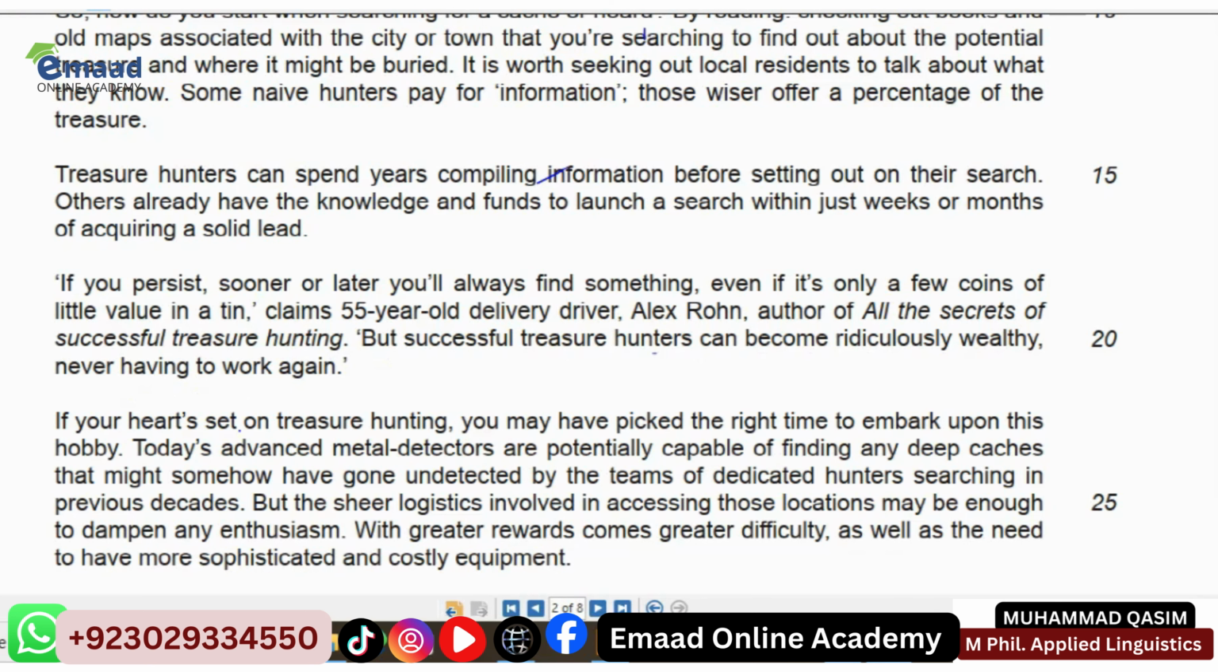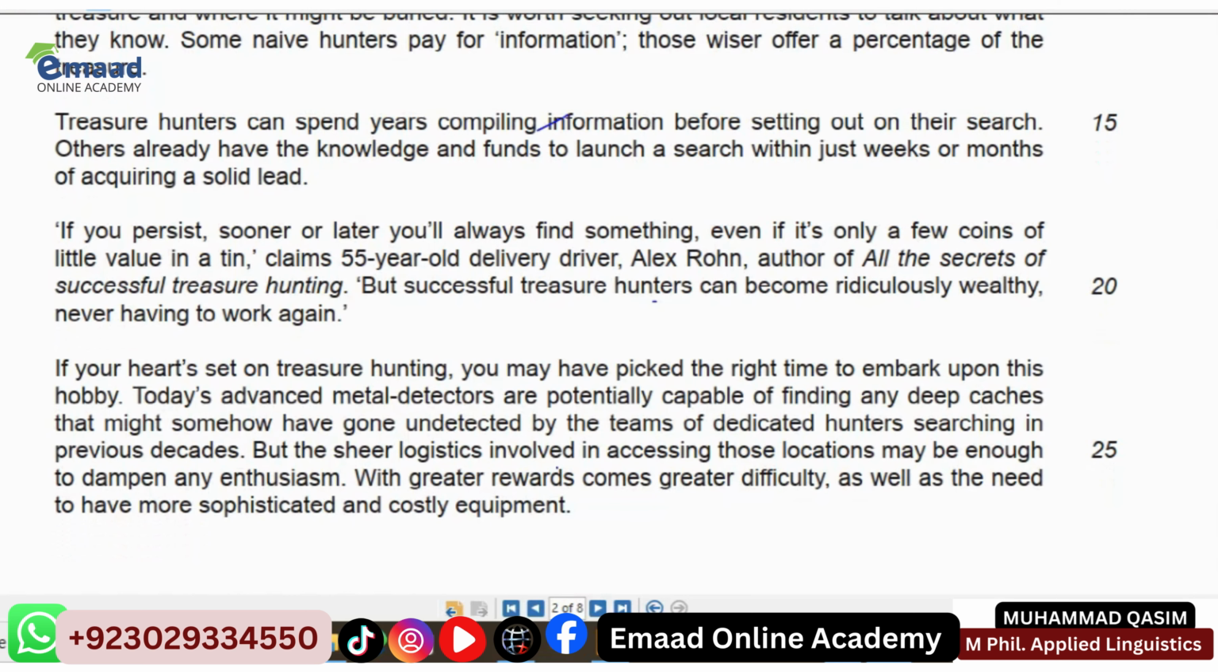If your heart is set on treasure hunting, you may have picked the right time to embark upon this hobby. Today's advanced metal detectors are potentially capable of finding any deep caches that might somehow have gone undetected by the teams of dedicated hunters searching in previous decades. But the sheer logistics involved in accessing those locations may be enough to dampen any enthusiasm. With greater rewards comes greater difficulty, as well as the need for more sophisticated and costly equipment.